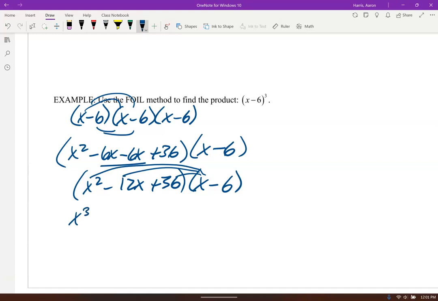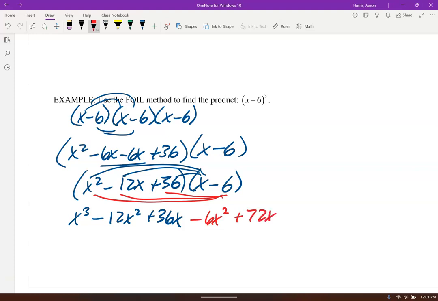So I have x cubed minus 12x squared plus 36x. Then I'm going to take the minus 6 through to everybody. So minus 6x squared plus 72x. What's 36 times 6? Is that 216? Yeah, minus 216. Now let's combine like terms.